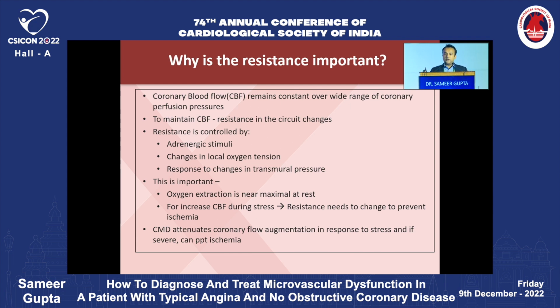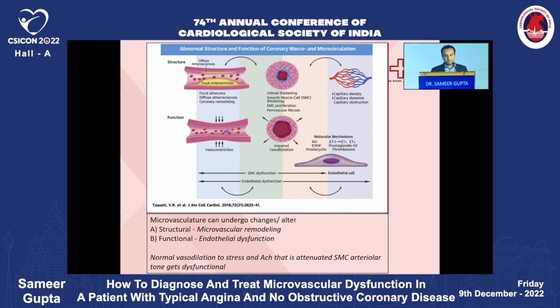They define and change the resistance of the microvasculature that in turn leads to change in coronary blood flow. Now this is important because your coronary blood flow needs to change, because when you exercise, when you're in stress, you need more blood flow. Because at baseline, your heart is already extracting the maximum amount of oxygen. So to negate ischemia, your blood flow has to increase.